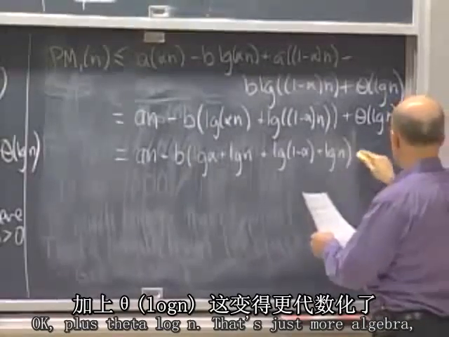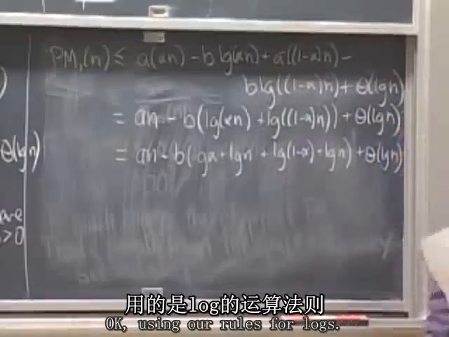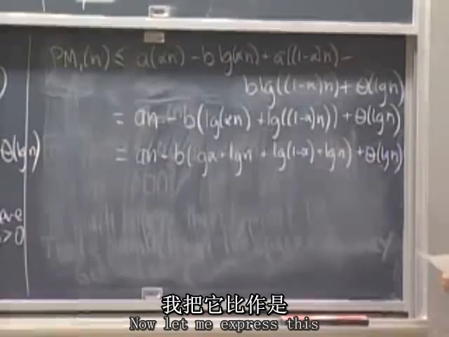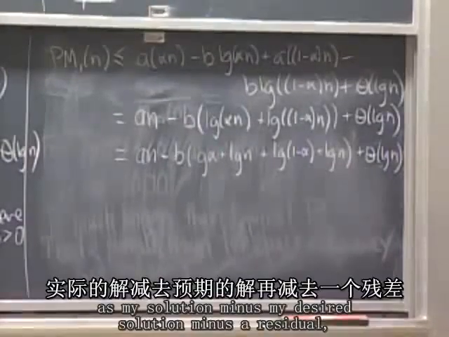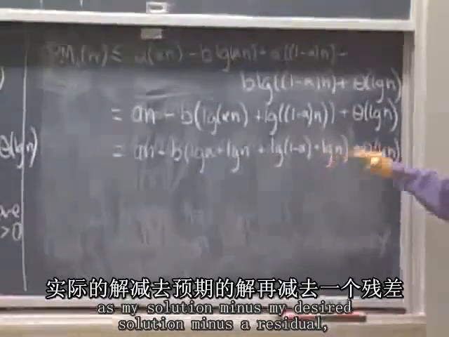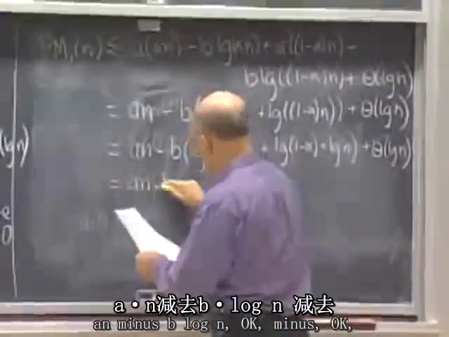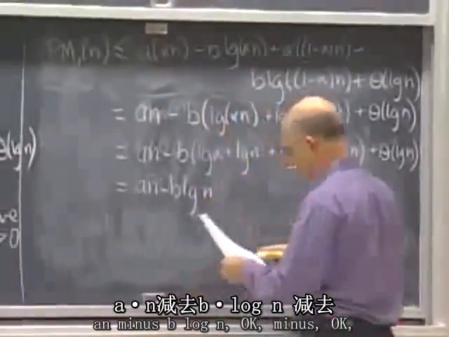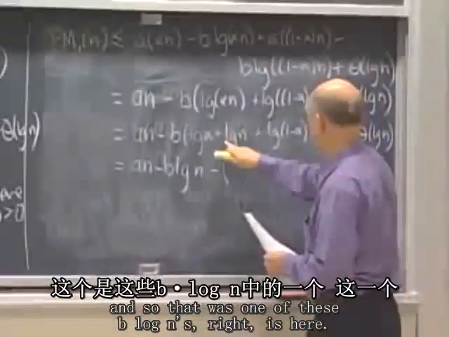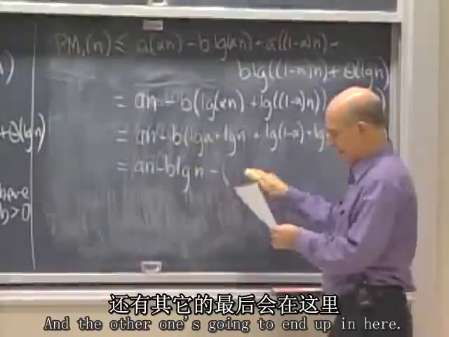Okay, plus theta log n. That's just more algebra, using our rules for logs. Now let me express this as my solution minus my desired solution minus a residual: An minus b log n. Okay, and that was one of these b log n's, and the other one's going to end up in here.